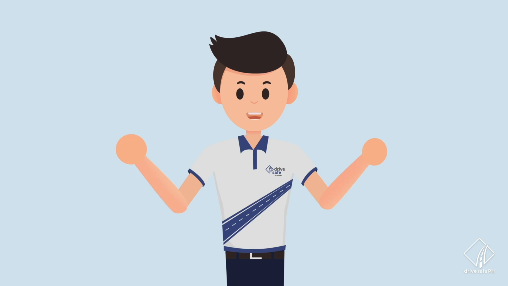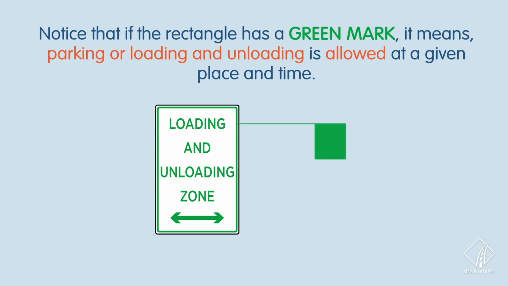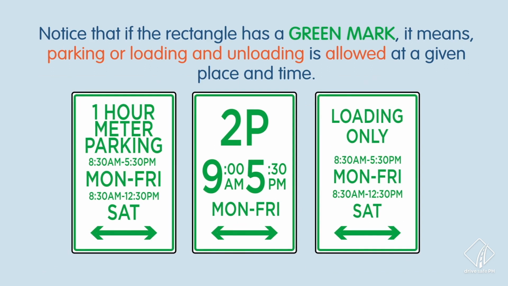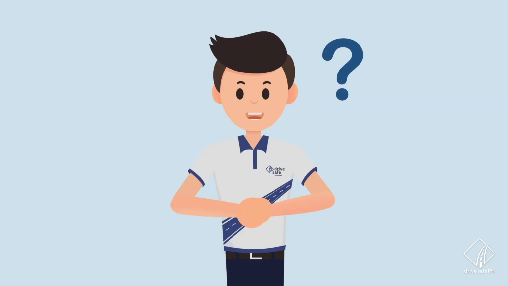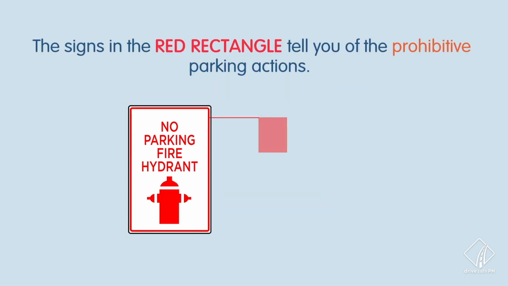Now let's discuss the signs pertaining to parking. Notice that if the rectangle has a green mark, it means parking or loading and unloading is allowed at a given place and time. Pay attention to the details inside the sign so that you will always be guided. All right? What about the signs with red rectangles? What does it mean, Mr. Drive Safe? The signs in the red rectangles tell you of the prohibitive parking actions, like this one.